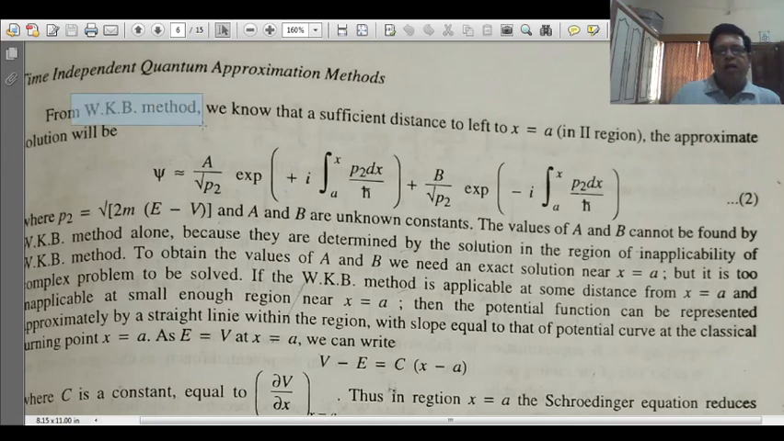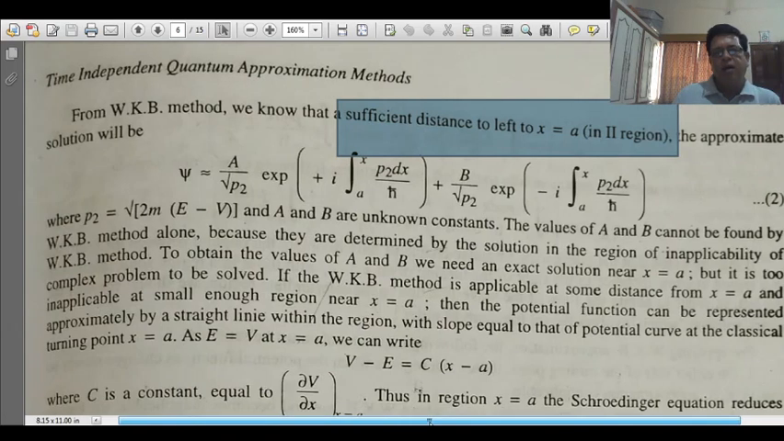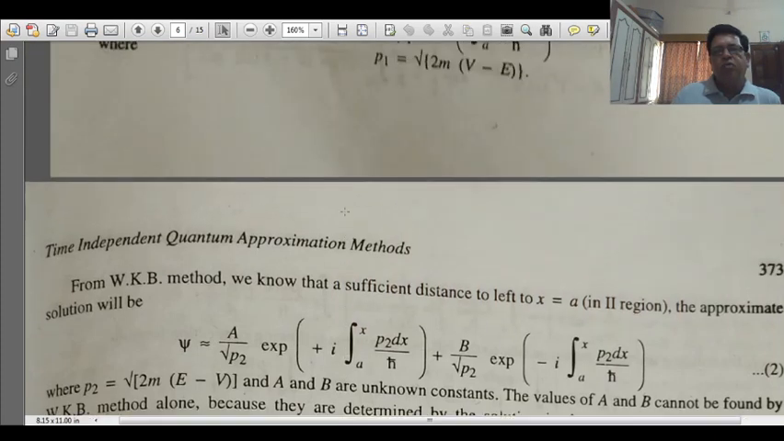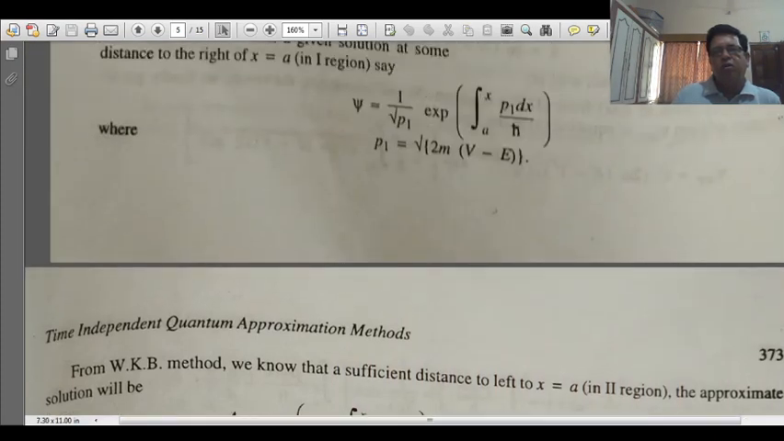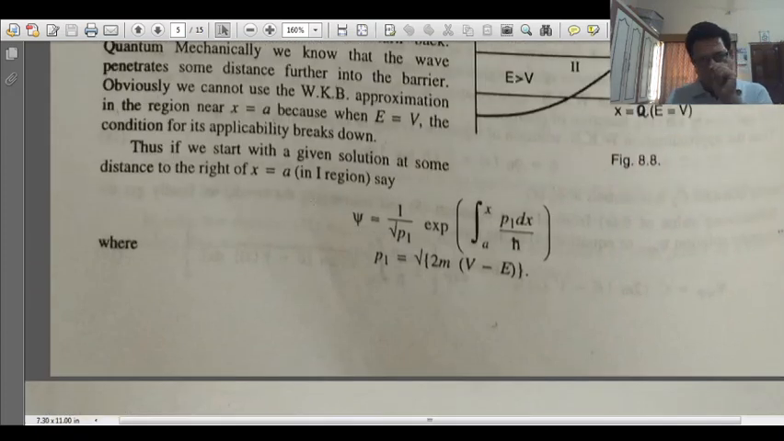From the WKB method, we know that at sufficient distance to the left, in region 2, the approximate solution is given by the superposition of these two terms. This is the first region on the right side, where V is greater than E.